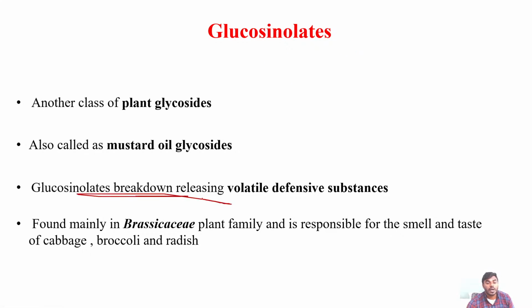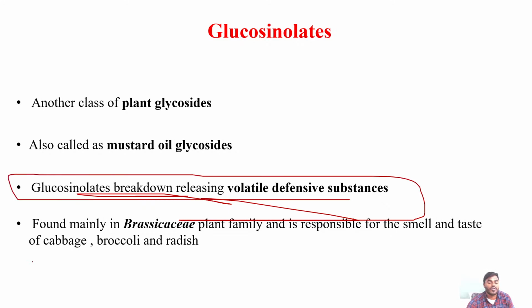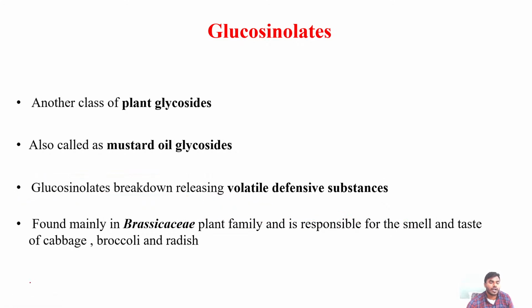Glucosinolates break down, releasing the volatile defensive substances. Do not get confused with this particular point. They are found mainly in the Brassicaceae plants. Example: cabbage, broccoli, radish. When you cut the cabbage, broccoli, or radish, we get a good smell and a good taste.